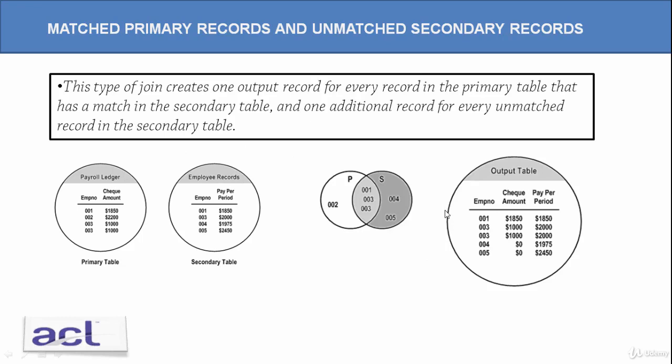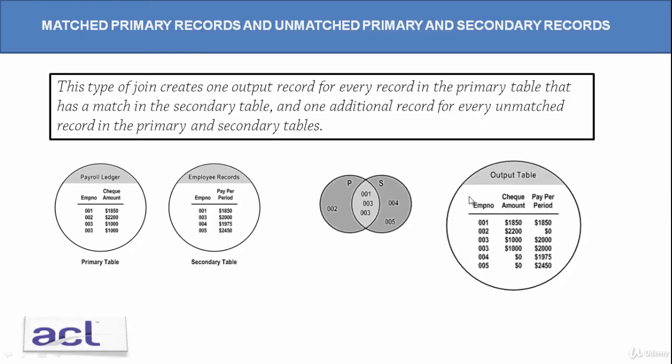What that is going to do is join the two tables together, and it will return all the records on the primary table that match with records on the secondary table, and also records on the secondary table that do not match any record on the primary table. So when you look at these two staff, 004 and 005, they are not in the primary table, and that is why there is no check amount for them, but on the employee master table you have records for them.